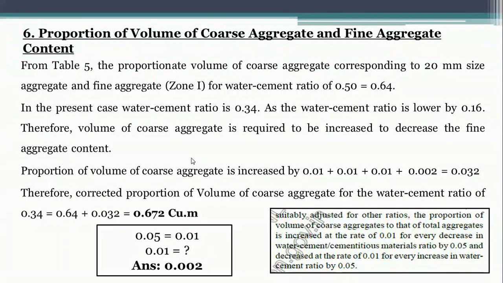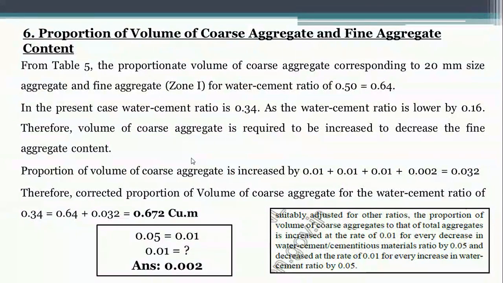As per the code, for every 0.05 decrease in the water cement ratio, you have to increase the volume content by 0.01. So it is in the code book. Here I have split 0.16 into four parts: 0.05 plus 0.05 plus 0.05 plus 0.01. For every 0.05 decrease in water cement ratio, you have to increase the volume on the right hand side by 0.01.